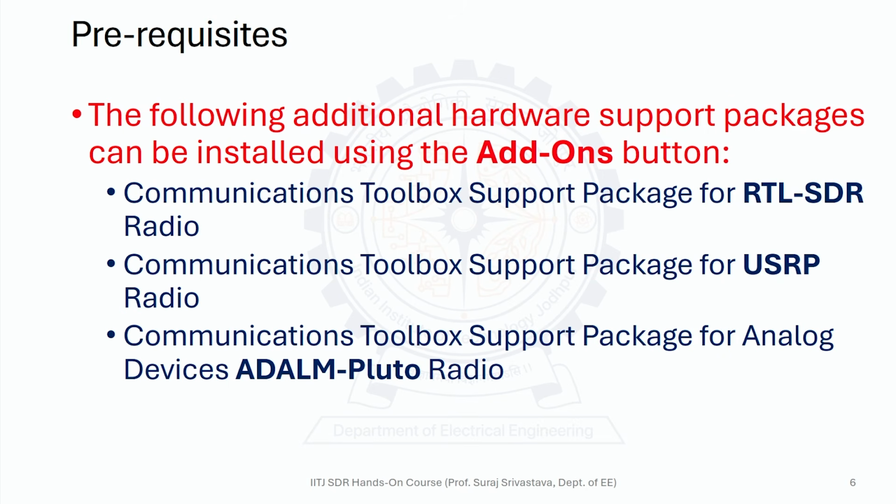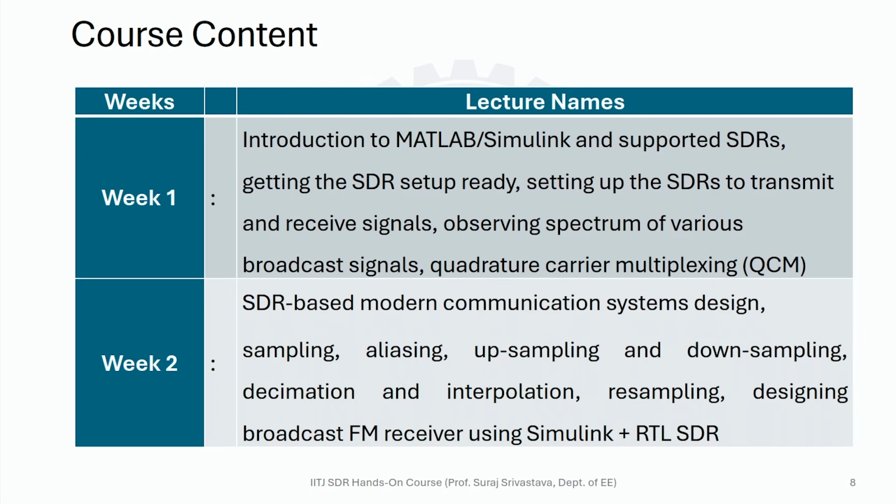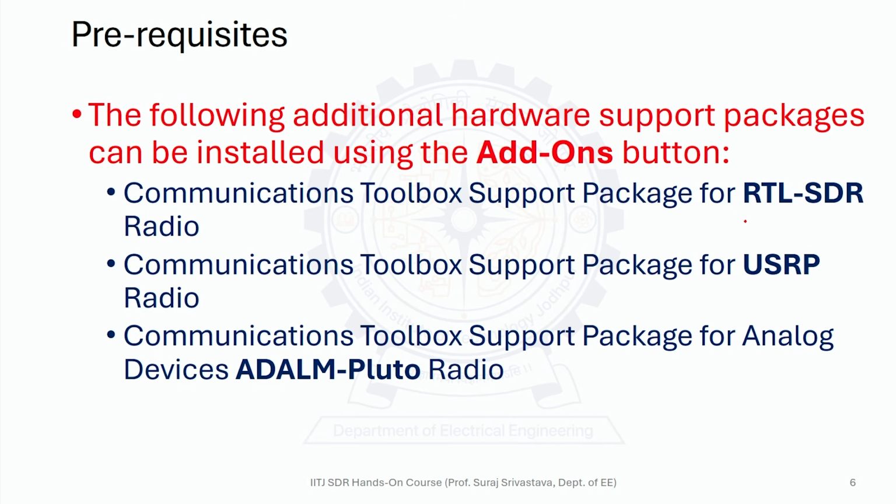So now with this, I will briefly introduce the course content. So let's go to the course content week by week. In week 1, we will go through an introduction to MATLAB Simulink and supported SDRs. So I already mentioned there are 3 SDRs which right now I can see MATLAB supports. One is the RTL SDR, which is the receiver only. So this RTL SDR is the receive only SDR. Then the other is USRP radio. USRP can be used for both transmitter and the receiver. And similarly ADALM-Pluto SDR you can use for both transmitter and receiver.